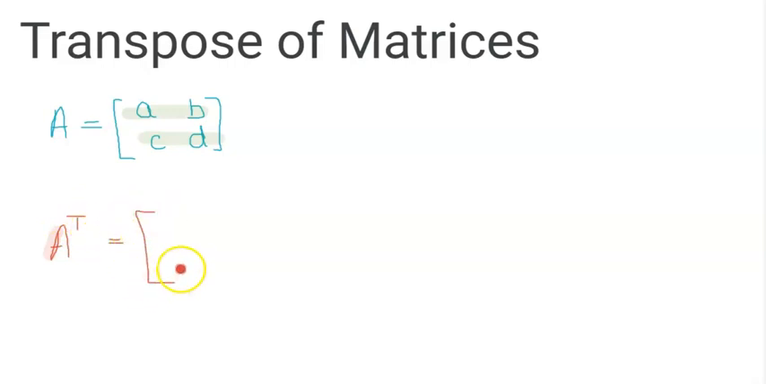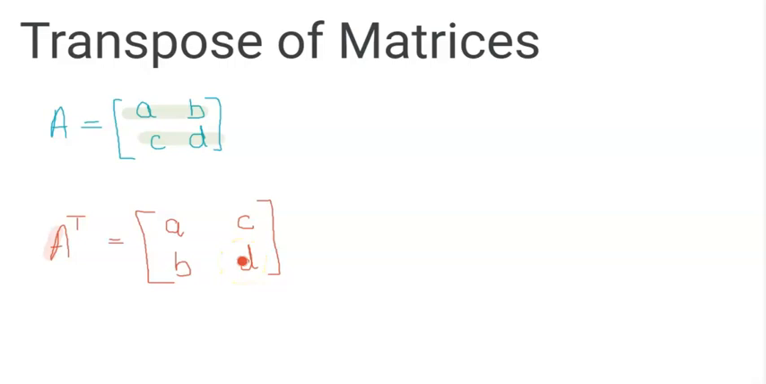You convert the rows into the columns. So this A B, you write it down as A B. And this C D, you write it like C D. So you convert the rows into columns.